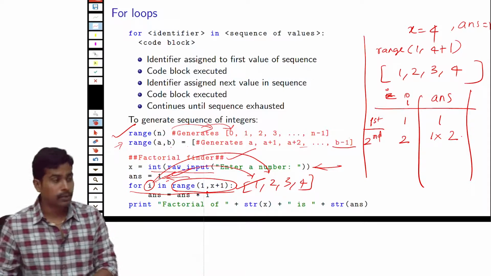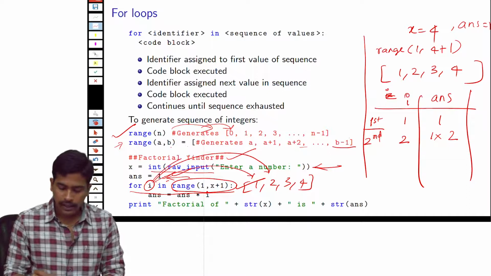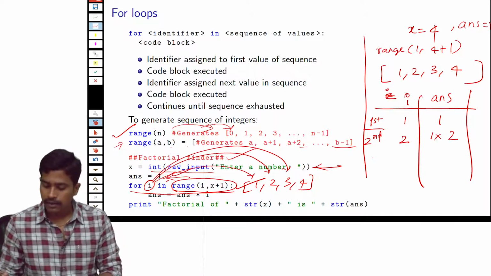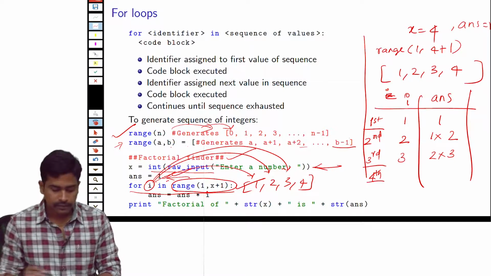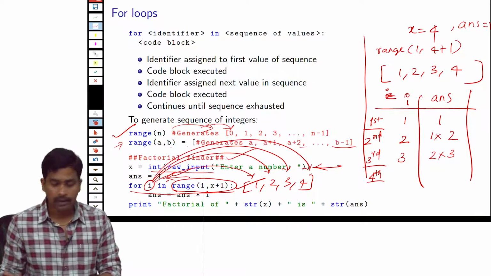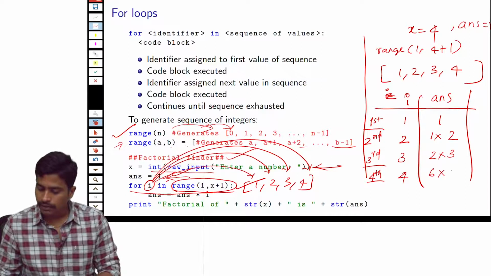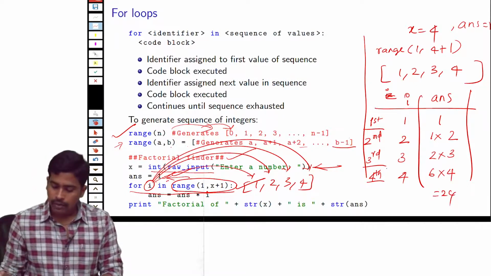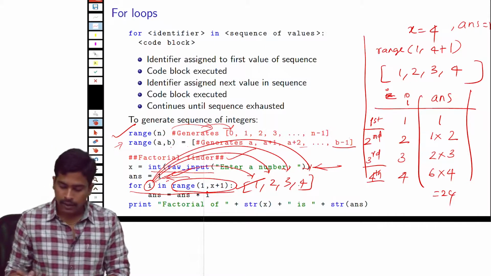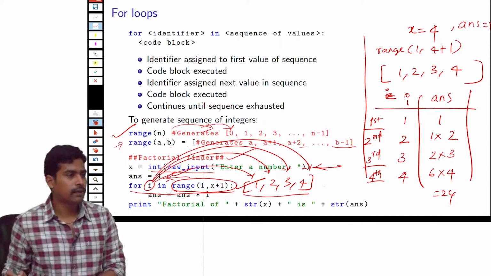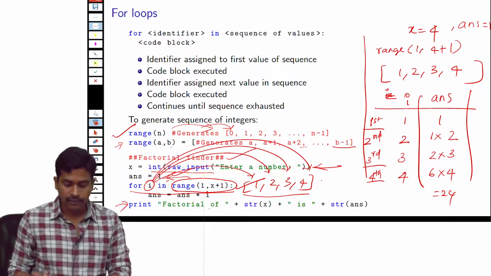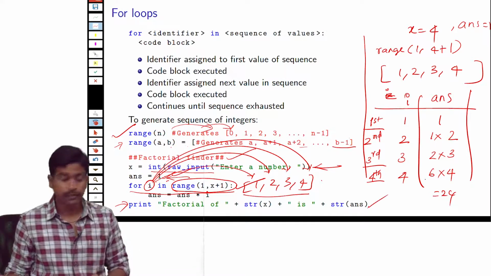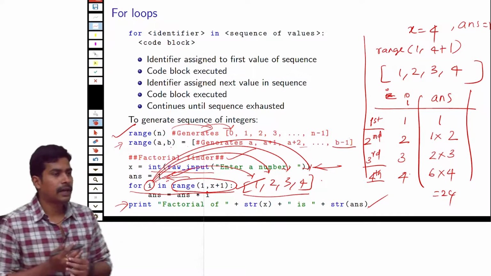So it is 1 into 2 and again the control goes here and this time I is assigned a value 3. On the third iteration, I is 3 and the result is 2 into 3. And on the fourth and final iteration, the value of I is assigned 4 and it is 6 into 4, 24. So after the fourth iteration, there are no more numbers in this series of numbers. So the loop exits at this point and then it prints this statement, factorial of a given number is so and so, okay. So this is the difference between a while loop and a for loop.